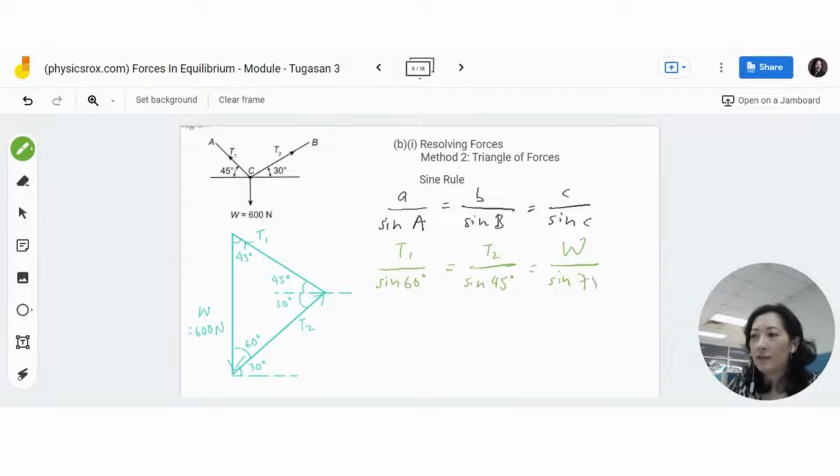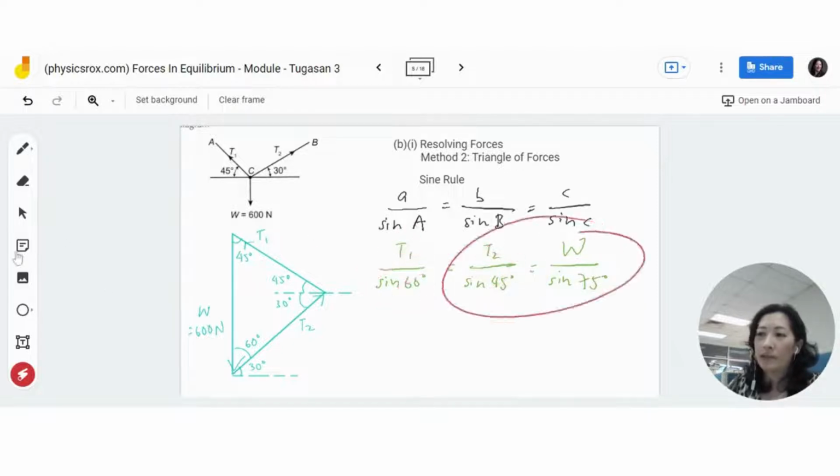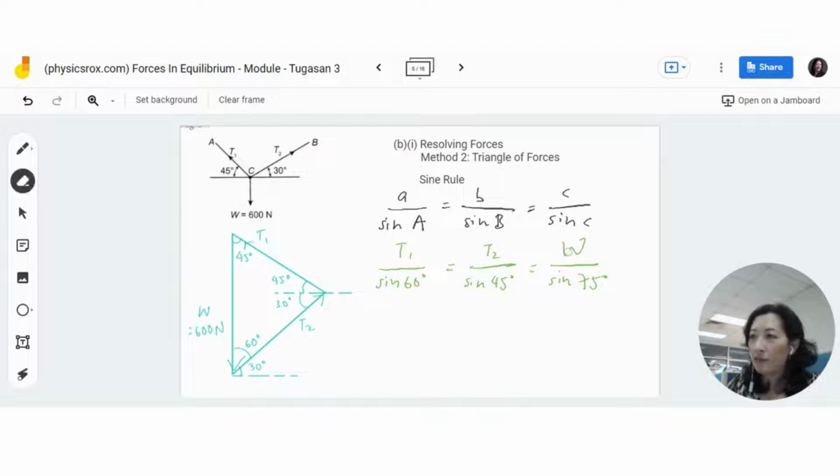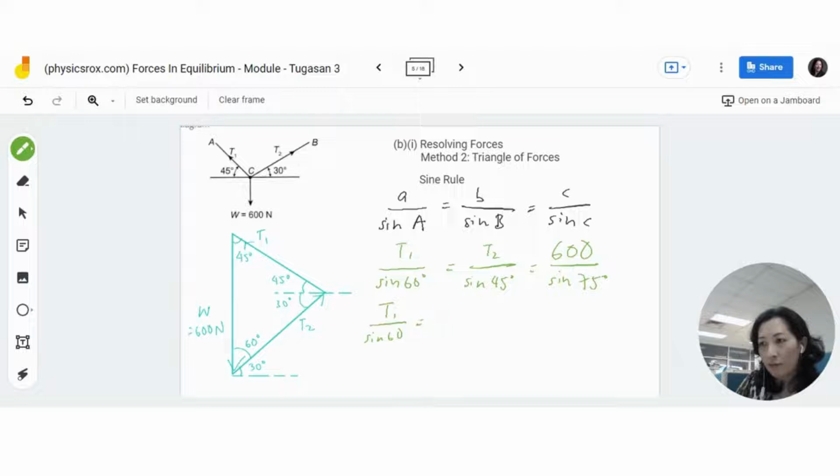So sine 75. How you solve it is, because this is equal, you can either take this equal to this or this equal to this. Now we know that W is 600, so I'm going to replace the value here with 600 and let's solve it. Which means that you can write it as T1 over sine 60 equals 600 over sine 75, and we can solve it from here.